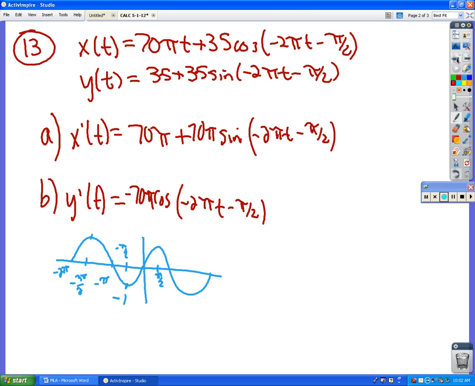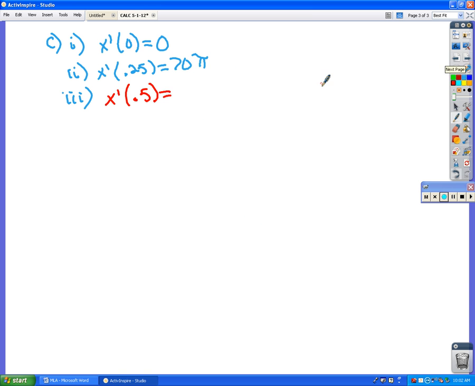So if you plug in 1/2 into here for t, half of negative 2 pi is negative pi, and then negative pi minus pi over 2 is negative what? Right, so that would be negative 3 pi over 2. And so I need to find the sine of negative 3 pi over 2.